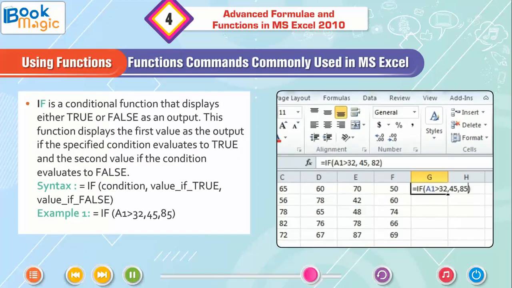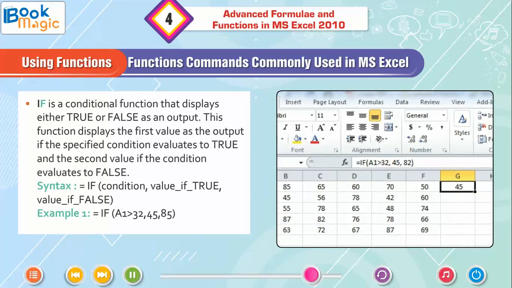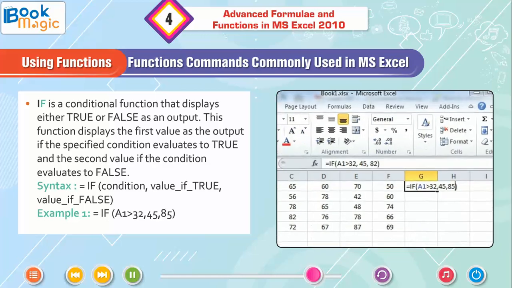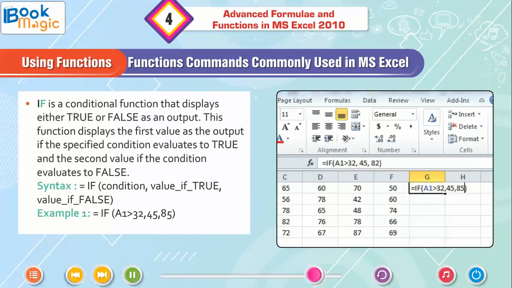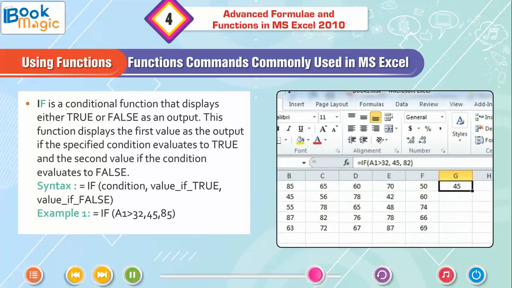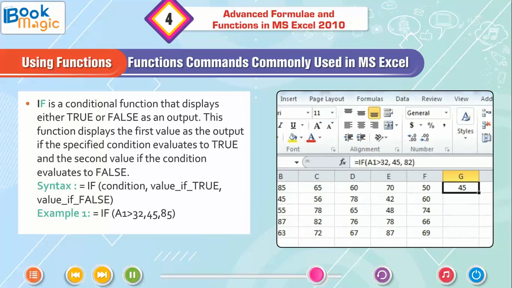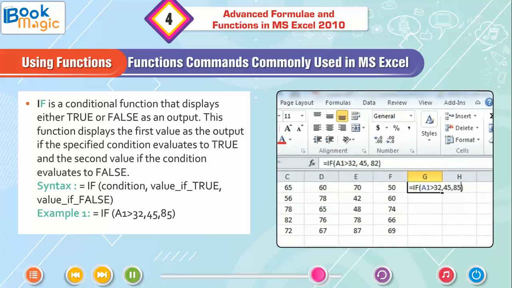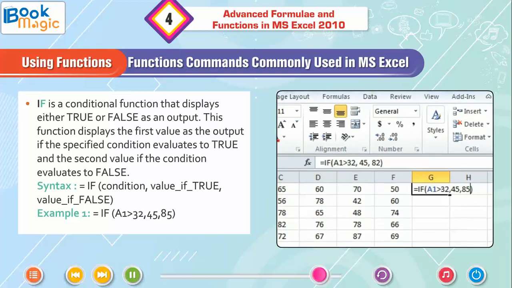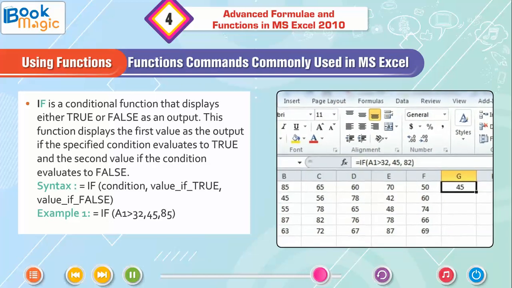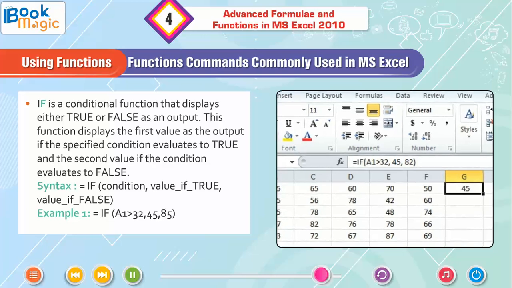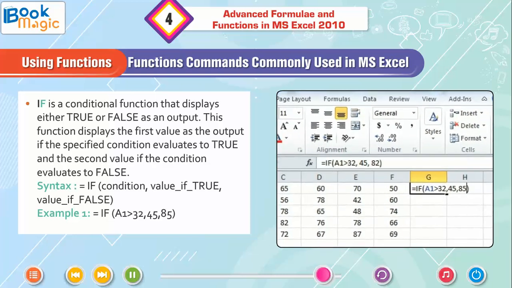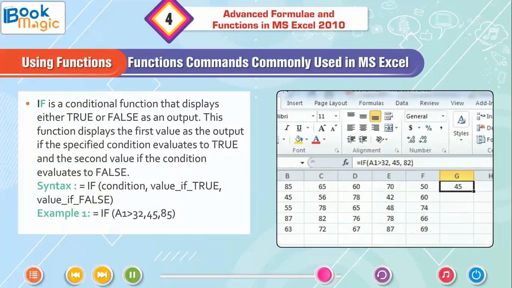IF is a conditional function that displays either true or false as an output. This function displays the first value as the output if the specified condition evaluates to true, and the second value if the condition evaluates to false. Syntax: =IF(condition, value_if_true, value_if_false). Example: =IF(A1>32, 45, 85).